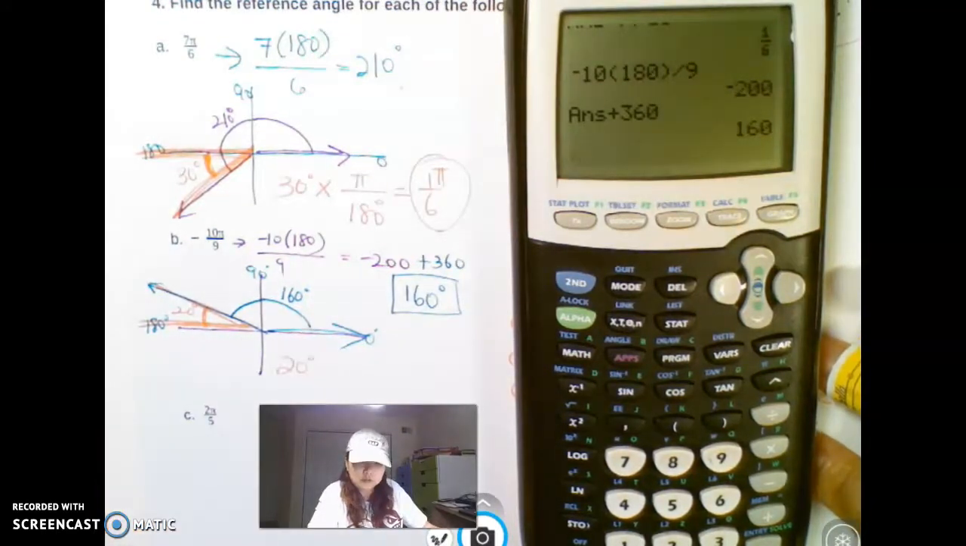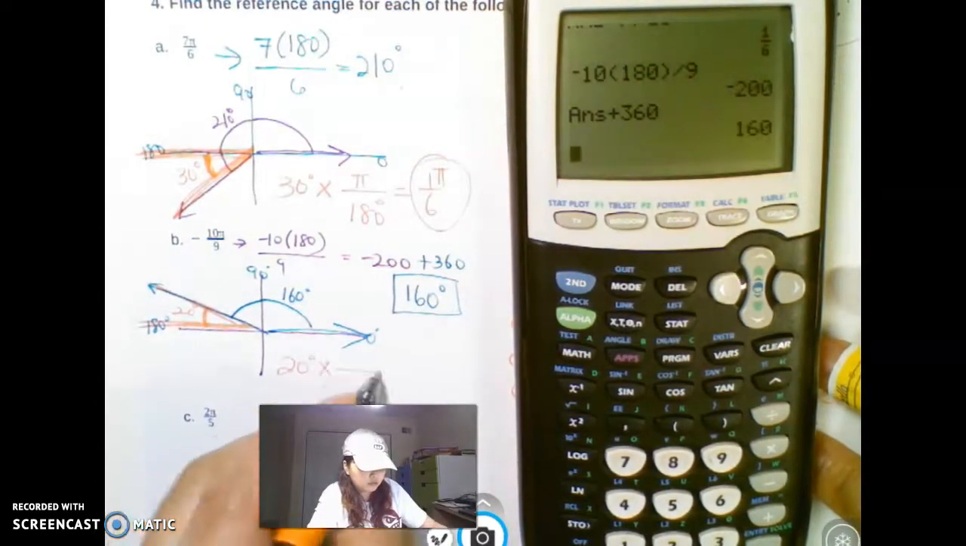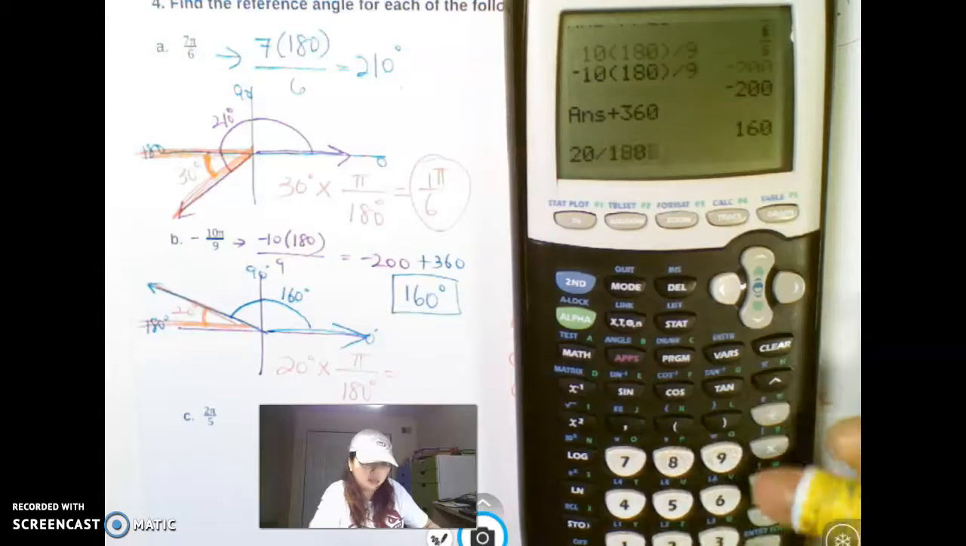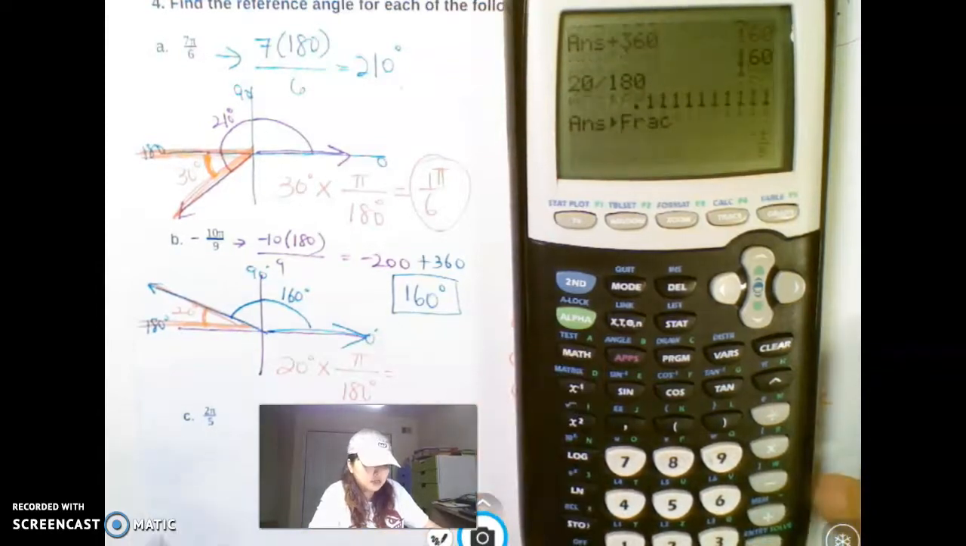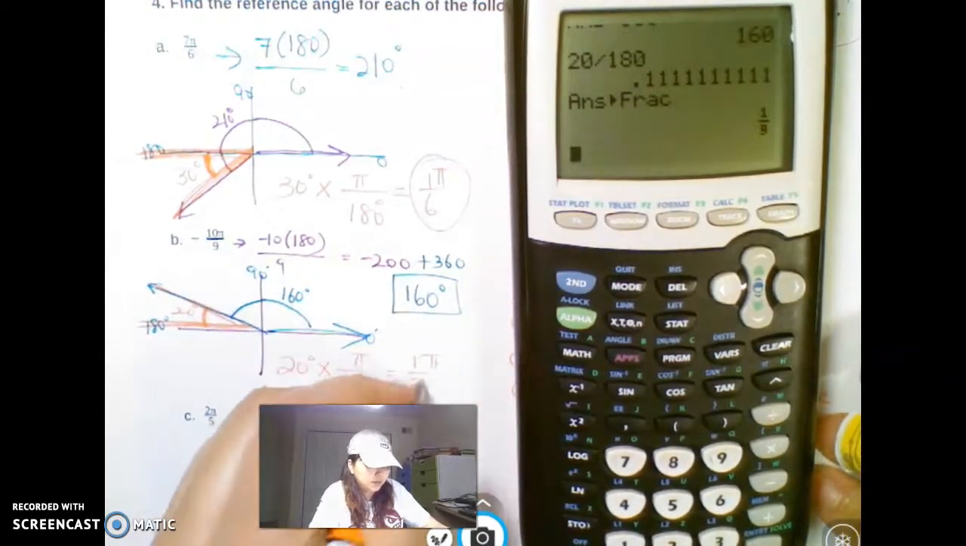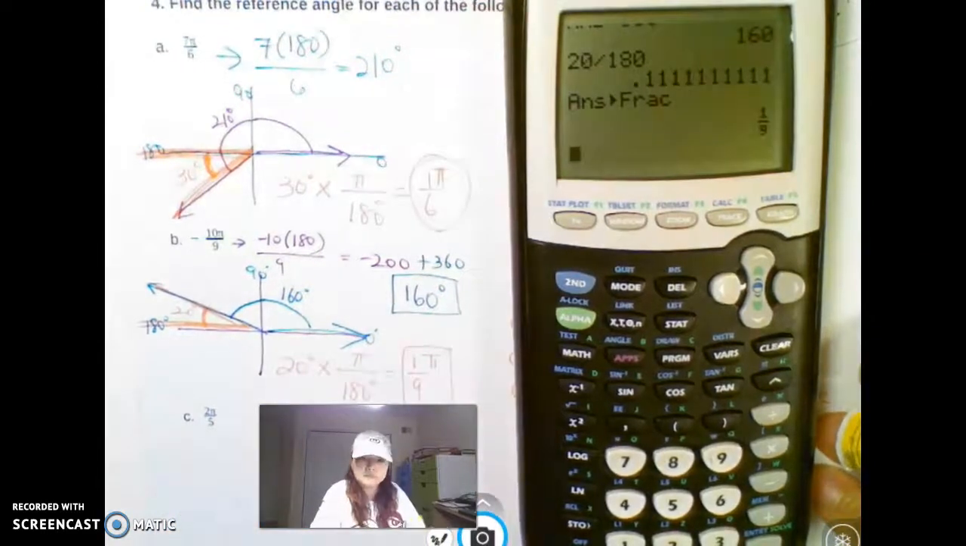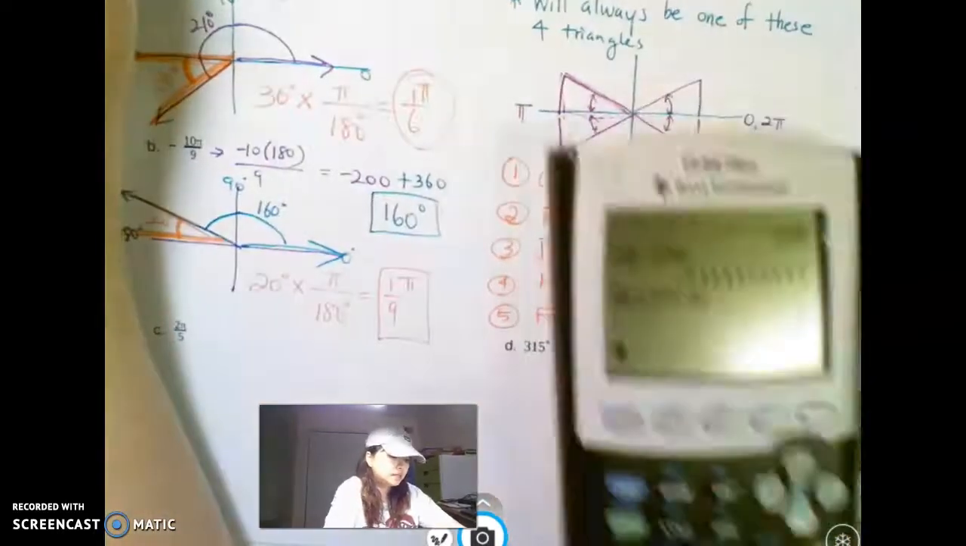Now, before you're done with it, you have to convert to radians. So multiply by pi at the top and 180 degrees at the bottom. So 20 divided by 180. Convert to fractions, and we get 1 pi over 9. So it's 1/9, but don't forget the pi. Good. Let's try C.